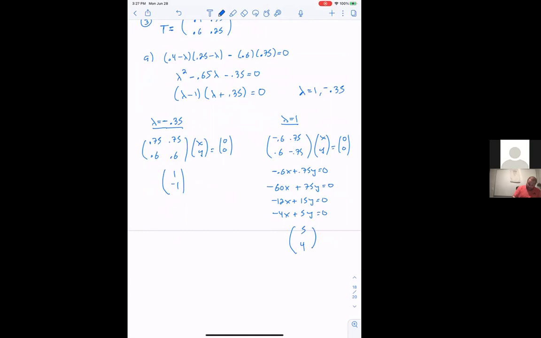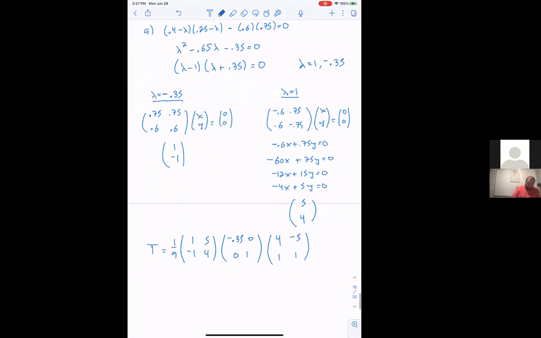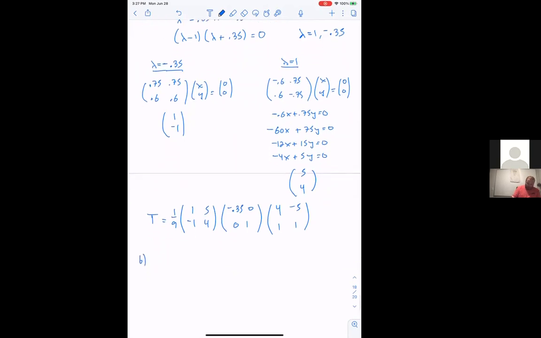So therefore, T, my original matrix, is P, 1, negative 1, and 5, 4. D, negative 0.35, 1, times P inverse. Flop those, negate those, and then divide by 4 minus negative 5. 4 plus 5 divided by 9, so we'll put a 1/9 in front. B, find T to the fourth using your answer in part A.